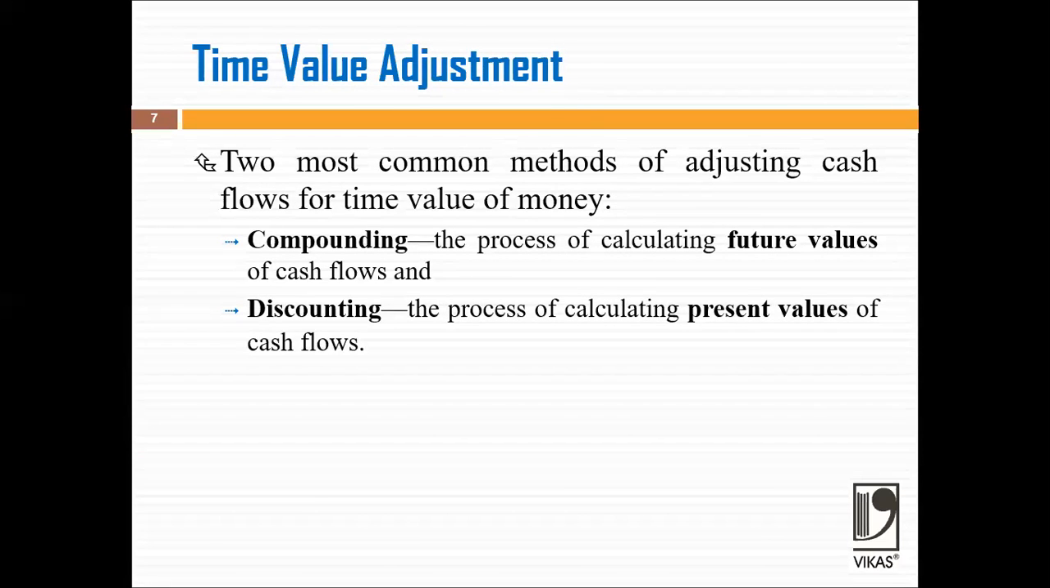Time value adjustments mean we convert either present value into future value, or future value into present value. These are the two most common methods of adjusting cash flows for time value of money. Compounding is the process of calculating future values of cash flows, meaning converting present value into future value. Discounting is the process of calculating present value of cash flows, meaning converting future value into present value.